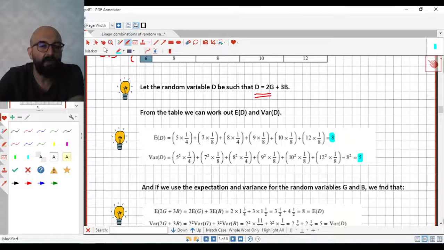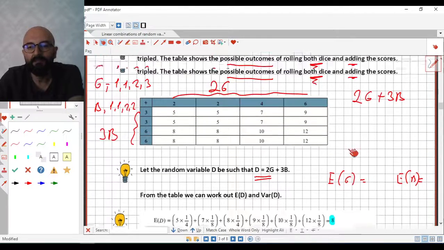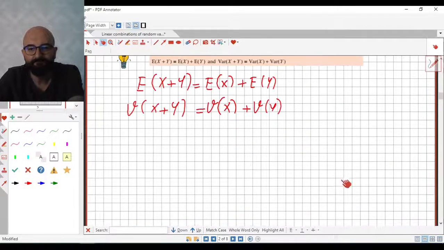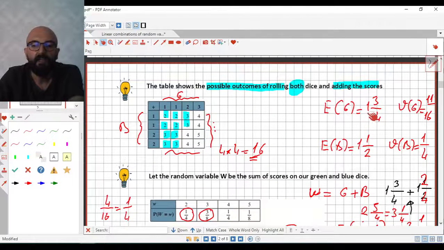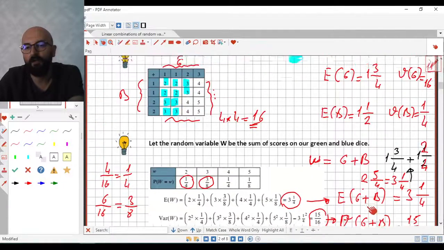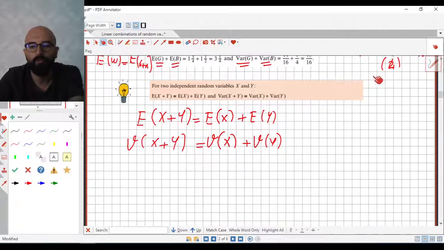Now let's remember the expected value of G and the expected value of B. The expected value of G is 1 3/4, and the expected value of B is 1/2.